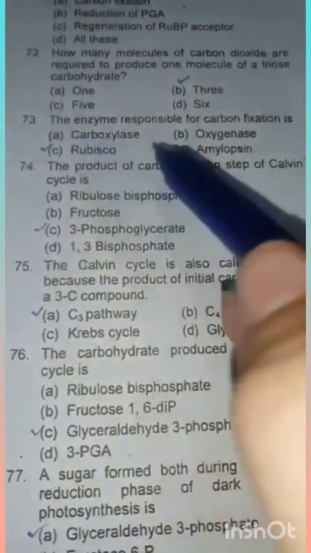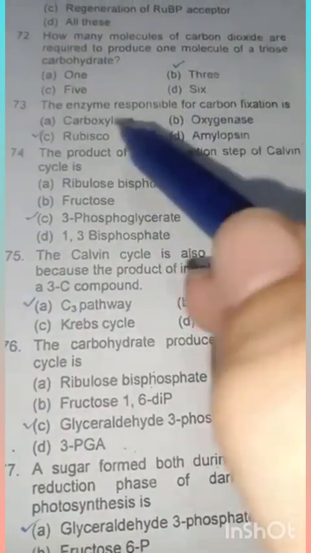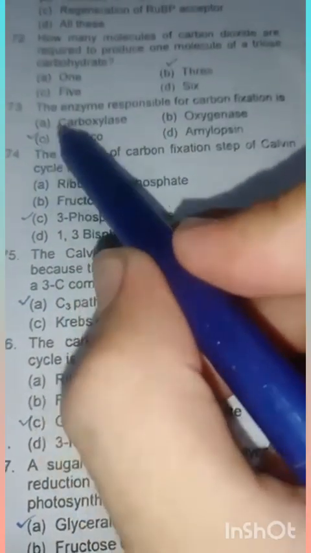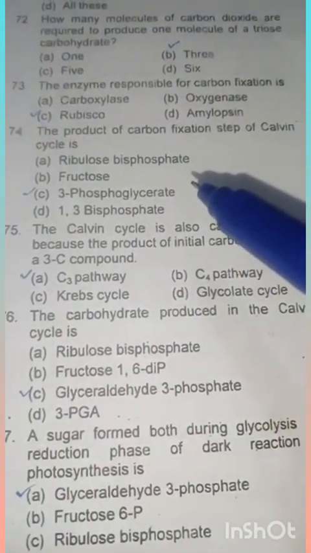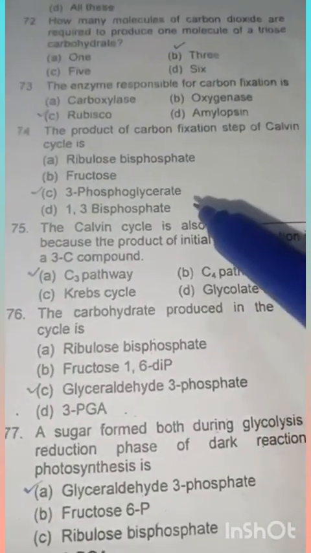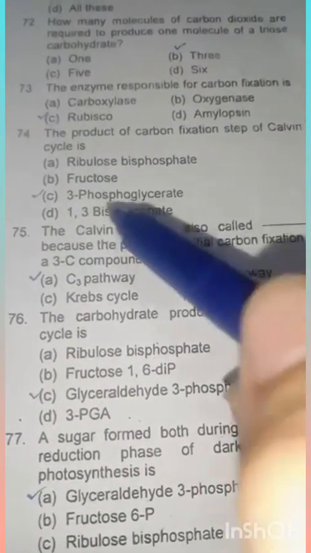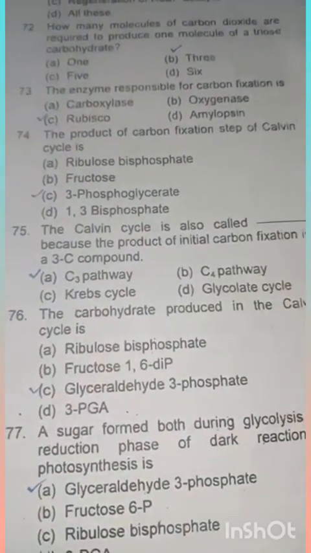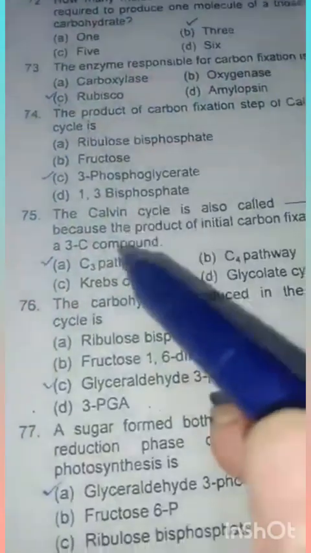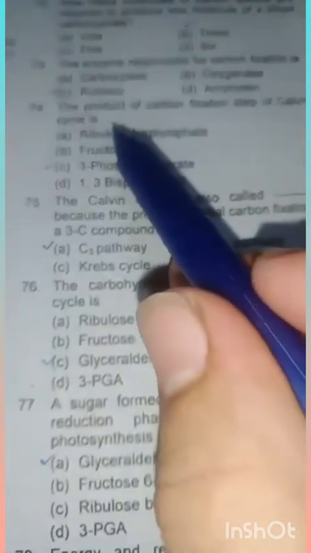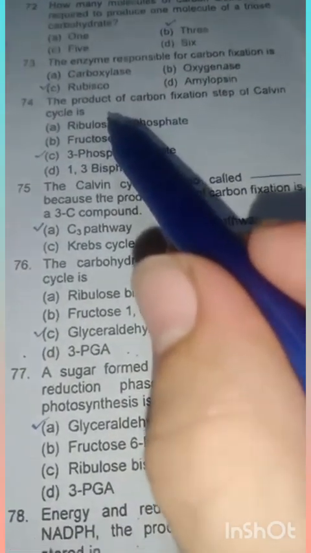3. The enzyme responsible for carbon fixation is, so the correct option is C, Rubisco. The product of carbon fixation in a step of the Calvin cycle is the carbon fixation. As we know that the product of carbon fixation in the step of the Calvin cycle, ribulose bisphosphate is fixed with atmospheric carbon dioxide. So option number A is correct here, to form a citrate.